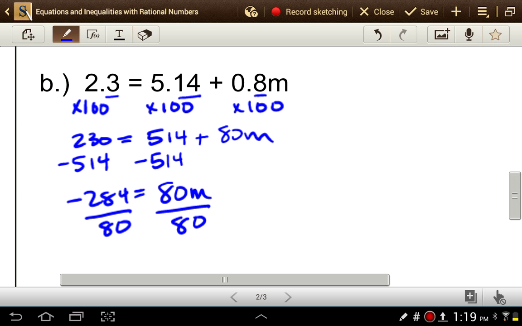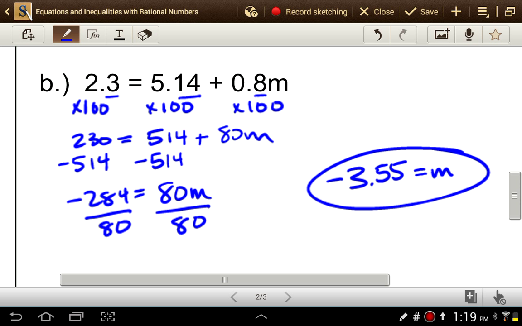Since this started as a decimal, it's going to end as a decimal. Negative 3 and 55 hundredths equals m. And there's your answer. So that's a great way to get rid of decimals. With calculators, it's not as big of a deal, but really for those fractions, it's a great way to get rid of those. The key is you have to multiply each term by that amount.